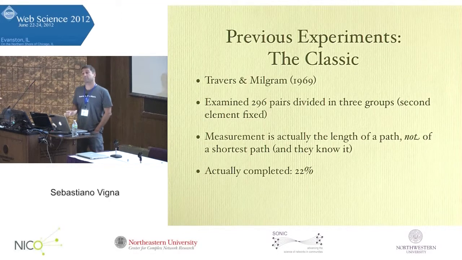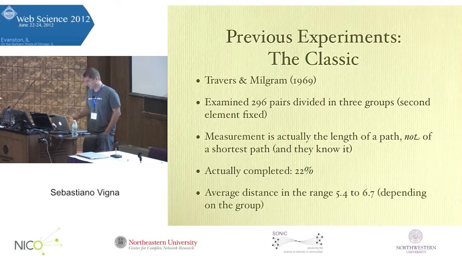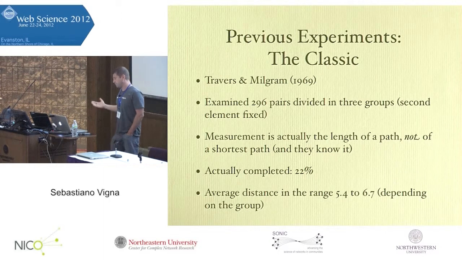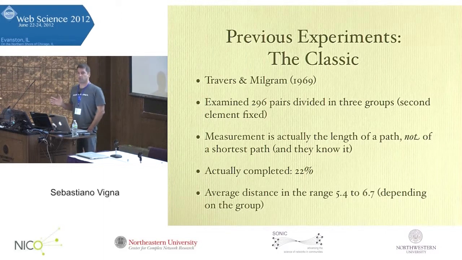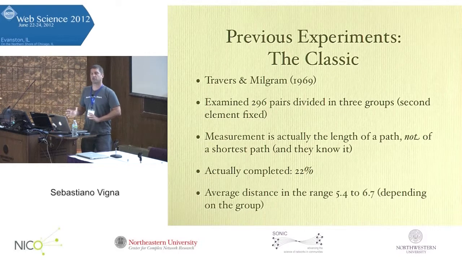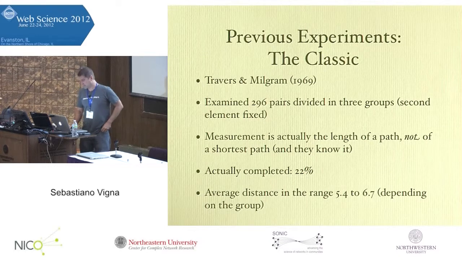Consider also that only 22% of the pairs were actually measured. The other ones never ended. So actually the experiment is on about 60 pairs of people. We did 250 million billion pairs, so it's more. The average distance found was from 5.4 to 6.7, depending on the group, because the groups were chosen to highlight different things like geographic location, profession, and so on. But this consolidated somehow the number 6, clearly.